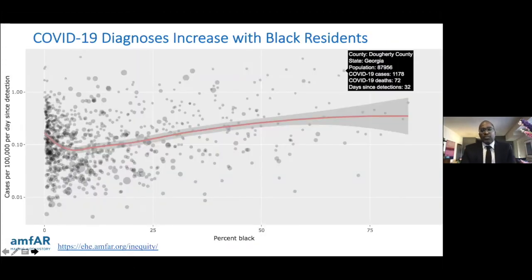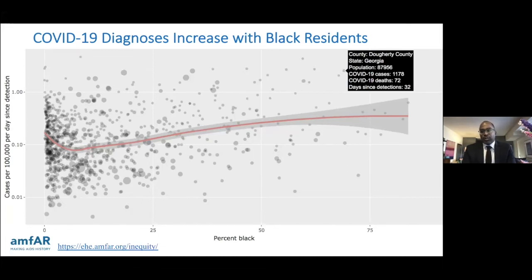We then decided to put this data into a scatter plot where we took a look at all counties in the United States. You could see on the x-axis, we were looking at the proportion of African Americans, and on the y-axis were the cases per 100,000 per day of detection, standardized by day of detection. As you can see, as the counties have a greater proportion of African Americans, when you go from left to right, you see this increase in the scatter plot across counties for cases of COVID-19.